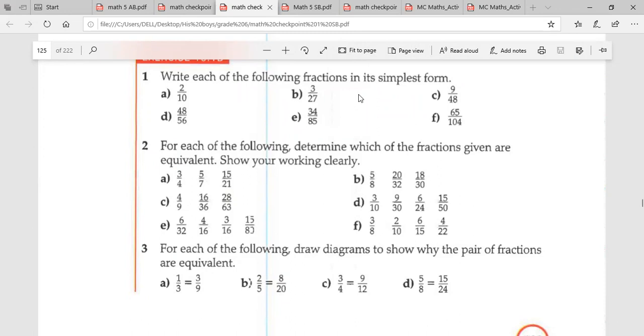So which is the common factor? The first one, he wants to just put it in simplest form: 2 out of 10. How to put it in simplest form? We'll divide by 2. Yes, excellent. We divided by 2 because he knows the common factor between 2 and 10 is 2. 2 divided by 2 is 1, and 10 divided by 2 is 5. So 1 over 5. Yes, thank you.